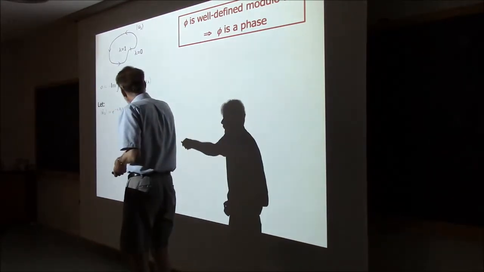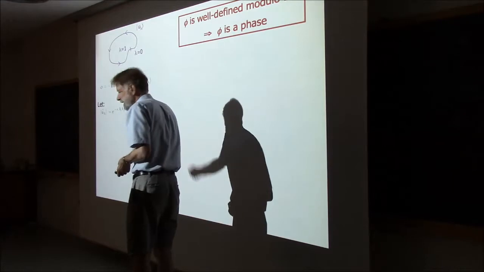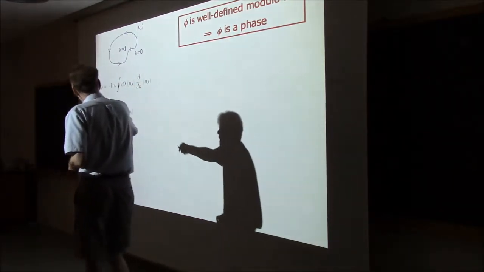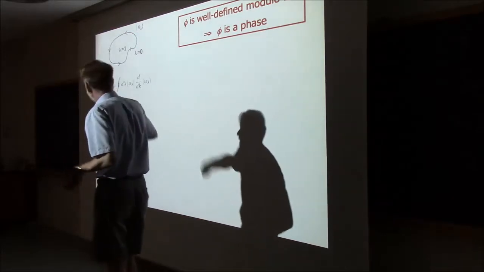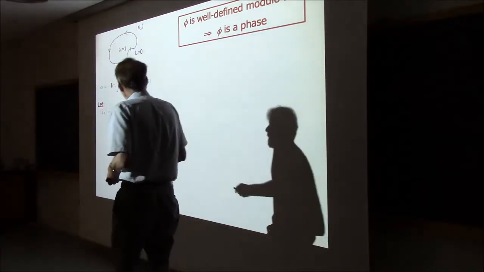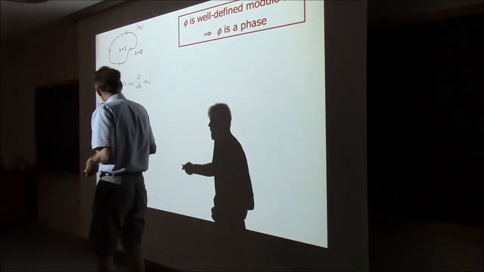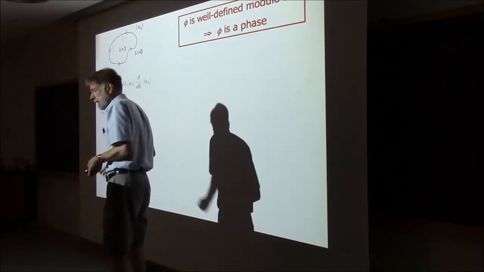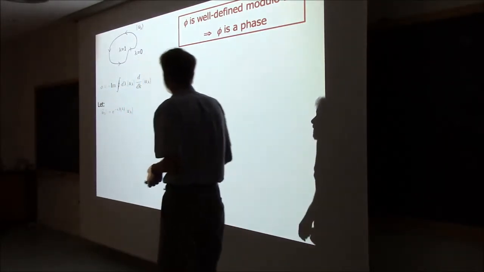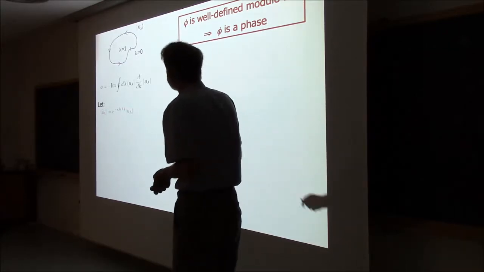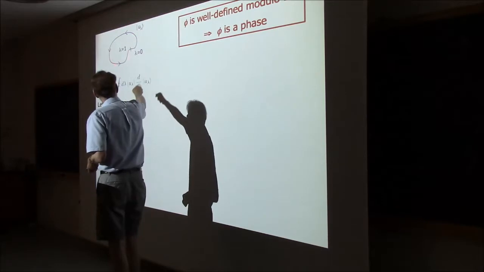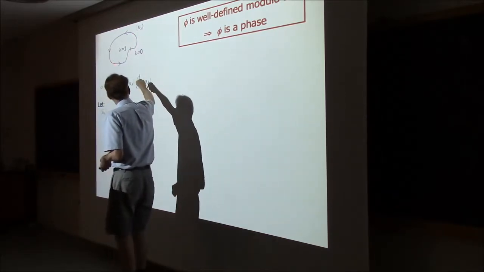Well, the ket is only well defined up to a phase. I can multiply this ket by any phase, even 5 pi over 7 or something like that, and it describes the same physical state, right? So a physical state really only corresponds to the complex vector with an arbitrary phase.